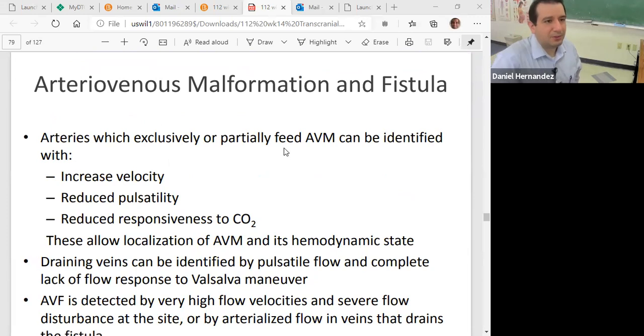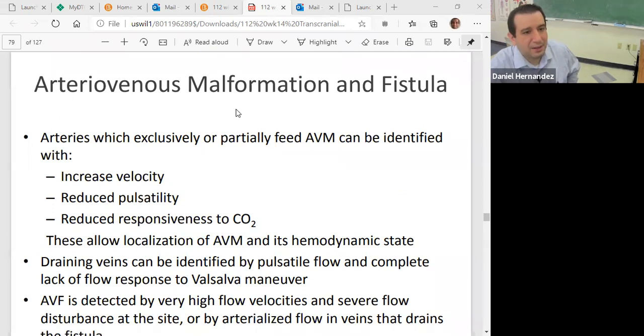So then we can also have potentially in the brain arterial venous malformation and fistula. So arteries which exclusively or partially feed AVM can be identified with increased velocity, reduced pulsatility, and reduced responsiveness to carbon dioxide.